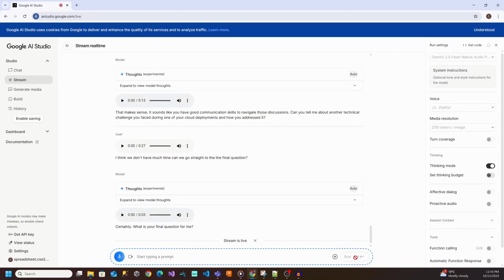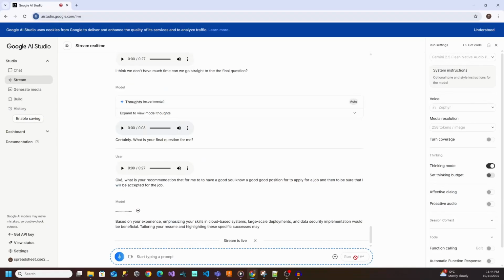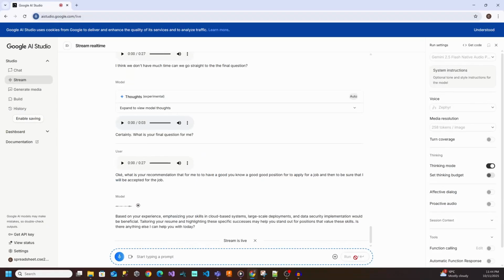Okay, what is your recommendation for me to have a good position to apply for a job, and to be sure that I will be accepted for the job? Based on your experience, emphasizing your skills in cloud-based systems, large-scale deployments, and data security implementation would be beneficial. Tailoring your resume and highlighting these specific successes may help you stand out for positions that value these skills.